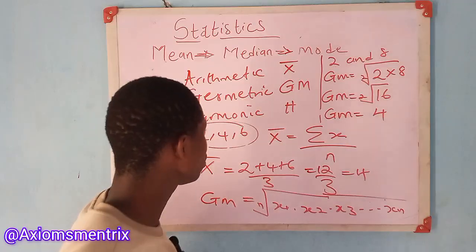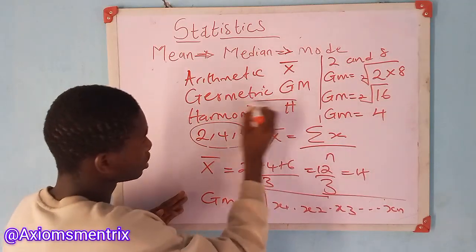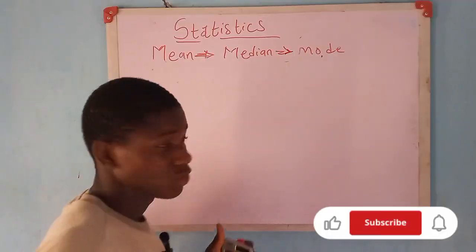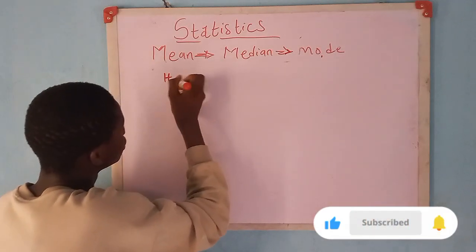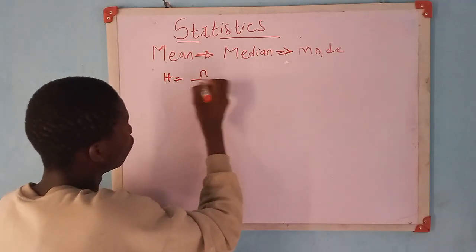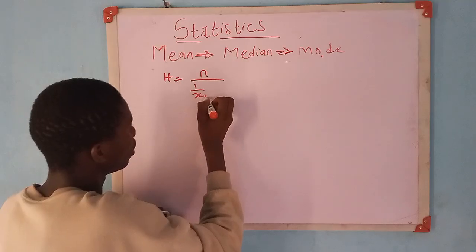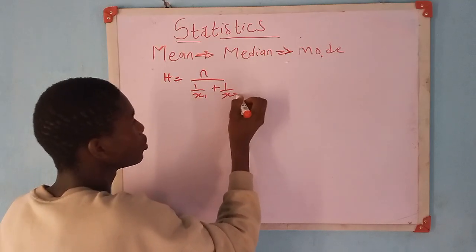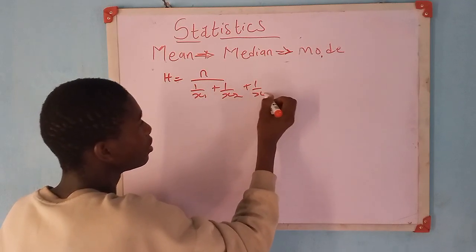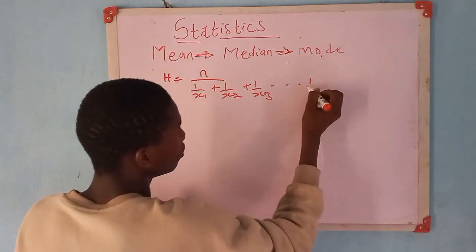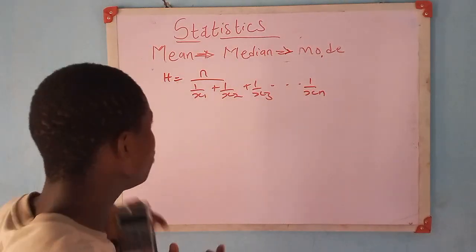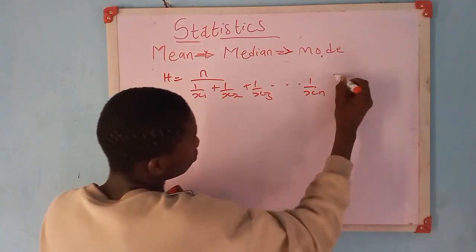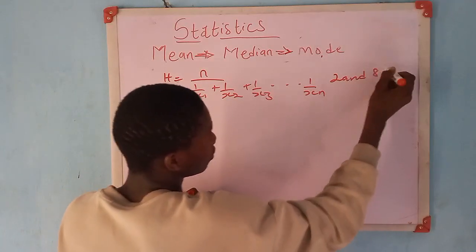Now let's talk about the last one, which is the harmonic mean. My harmonic mean is given as n over 1 over x1 plus 1 over x2 plus 1 over x3, up to 1 over xn, where n is the number of data that we have. Now if I'm looking for the harmonic mean of these two data, 2 and 8.